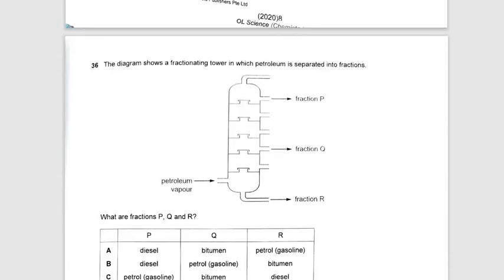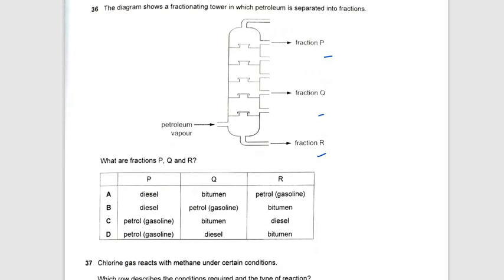So let's see question number 36. The diagram shows a fractionating tower with petroleum fractions P, Q and R. What are the fractions P, Q, R you have? This is from fractional distillation, where we get all the different components because they have different boiling points. The lower the boiling point, the higher up you collect it, and the very high boiling point fractions are collected at the bottom. So which is the highest? Bitumen is the lowest. So the fraction is either B or D.